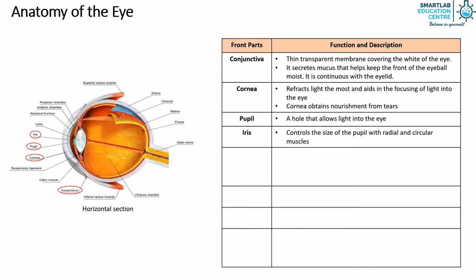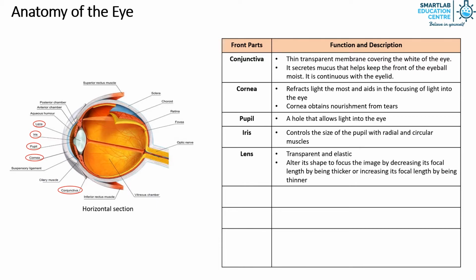The lens is transparent and elastic such that it can alter its shape to focus on the image. It does so by decreasing its focal length by being thicker or by increasing its focal length by being thinner.